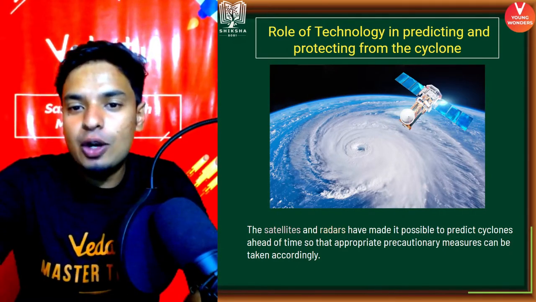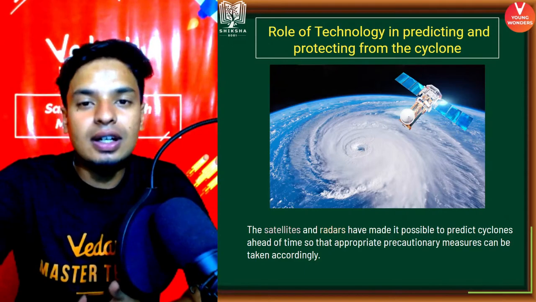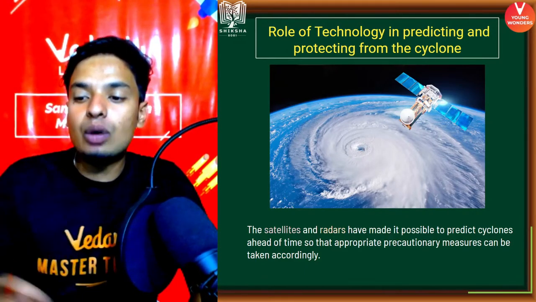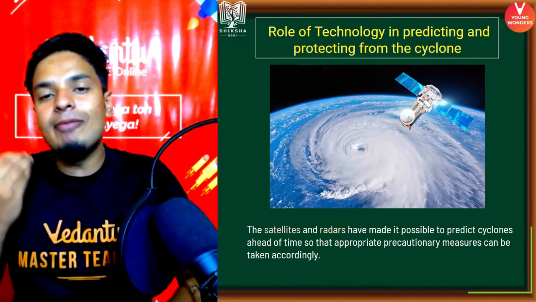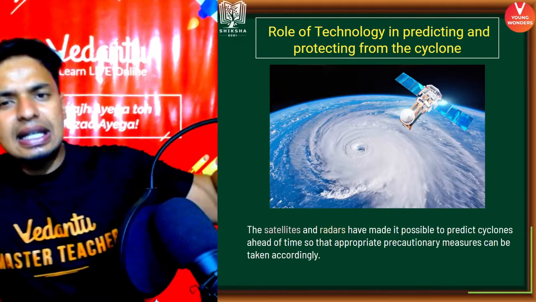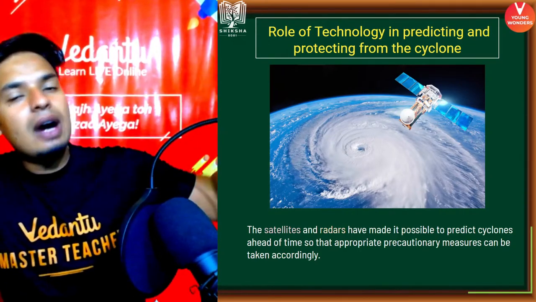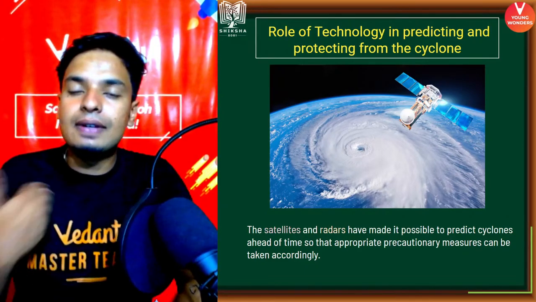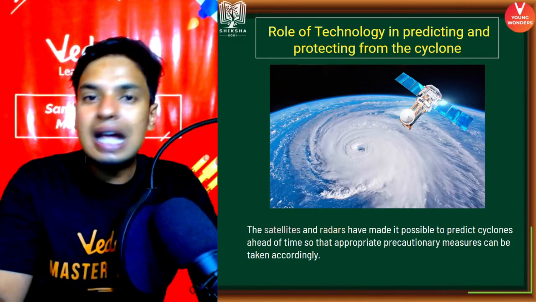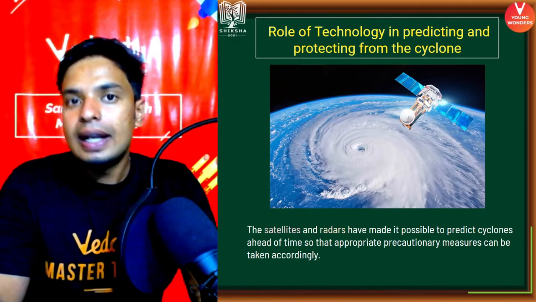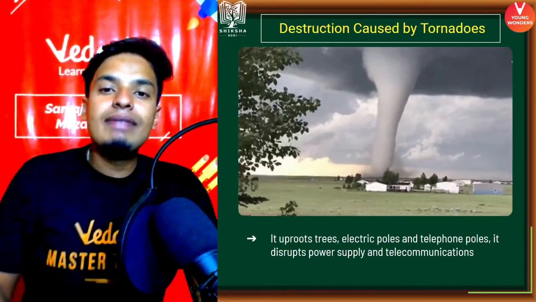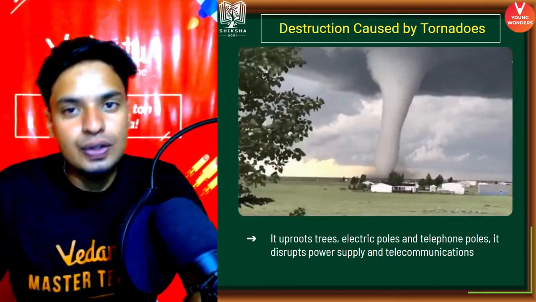Tell me, you have the speed of the cyclone, and you have the distance between the cyclone and Chennai. You can find out the time taken. So how much time will it take for the cyclone to reach there? They will tell us that in 36 hours, or in 12 hours, the cyclone is going to come. That is how they can give us the timings of the cyclones. Clear, guys? So satellites play a very, very important role in all of this weather prediction. Amazing. Now, we'll see the destruction caused by tornadoes.